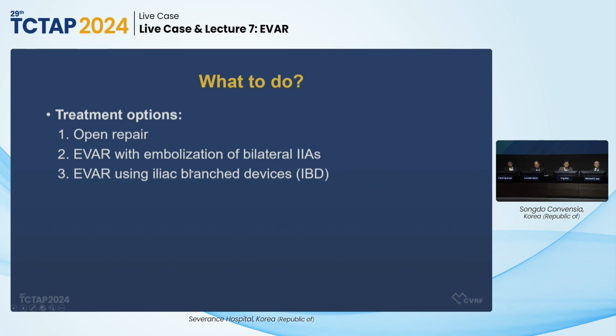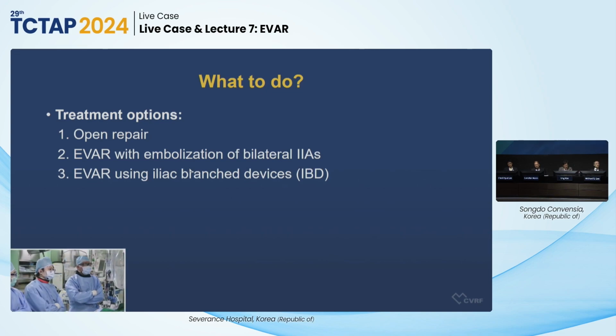Actually, the aorta itself has a long landing zone, so I think the aortic aneurysm is not a big problem to be treated with endovascular EVAR. However, he had bilateral iliac artery aneurysm. So the question is, do we embolize both internal iliac arteries and extend the stent graft to the external iliac artery? Or, if possible, do we use an iliac branch device, IBD, in this case? What do you think about these treatment options?